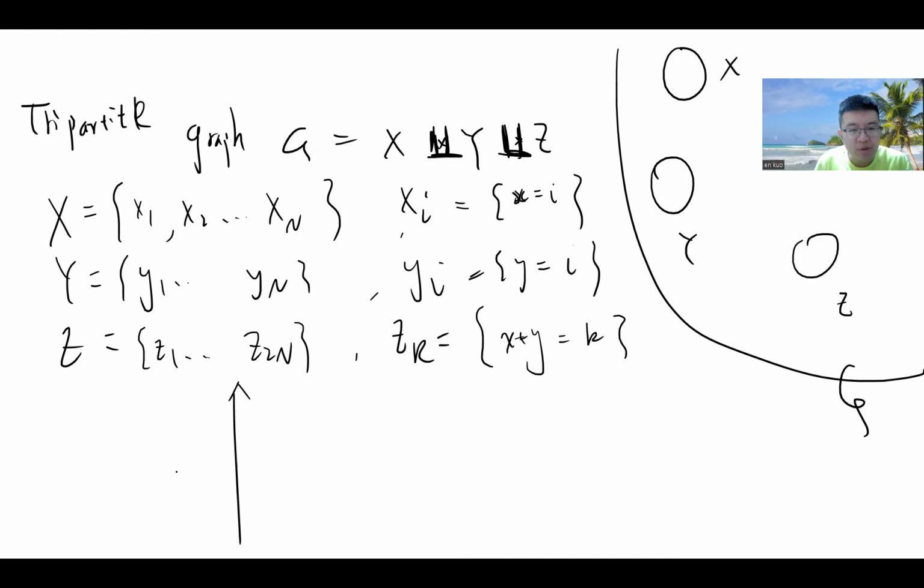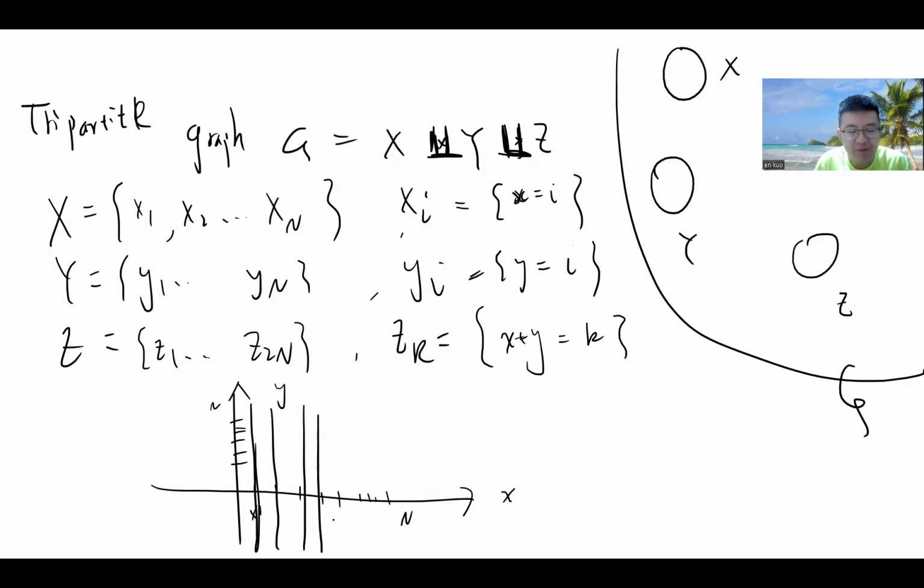Okay, so let me just draw a picture. So this is x. This is a two-coordinate plane. It's a plane, right? And this is n, and this is n. And this is the line called x_1. This line is x_2, x_3, x_4, and y_1, y_2, y_3. Now this is Z, right? So this is z_1, z_2, z_3, z_4. Okay, so these are the vertices, right? So we have n lines here, n lines here, and 2n lines here.